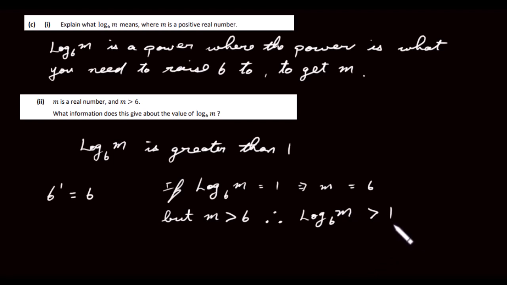Again, you may have written this differently, but this is my explanation for it. Log m to the base 6 is greater than 1. What information does this give you about the value of log m to the base 6? It just means that log m to the base 6 must be bigger than 1. Okay, so that's it for this question.